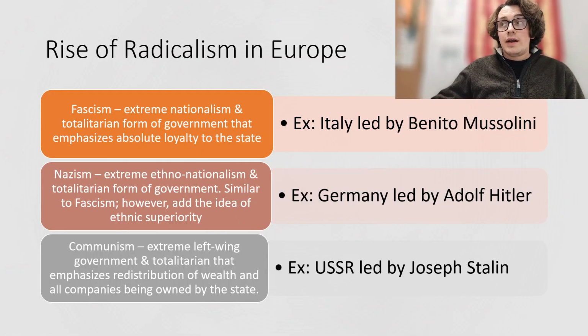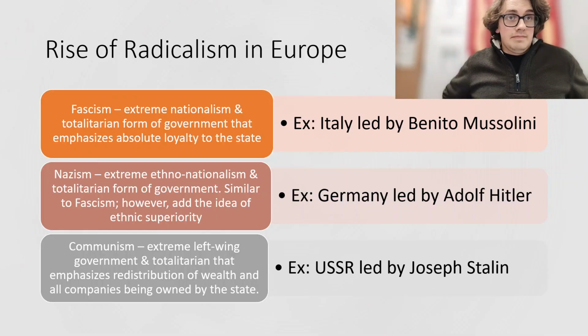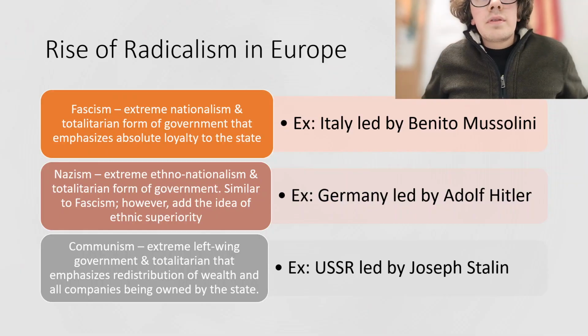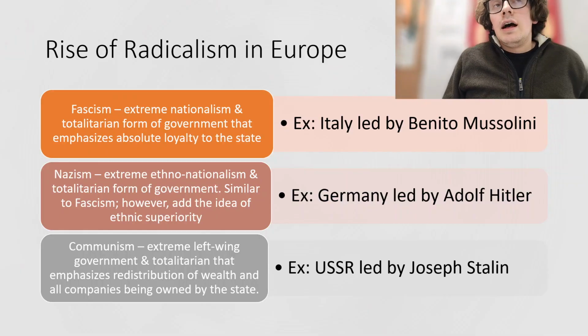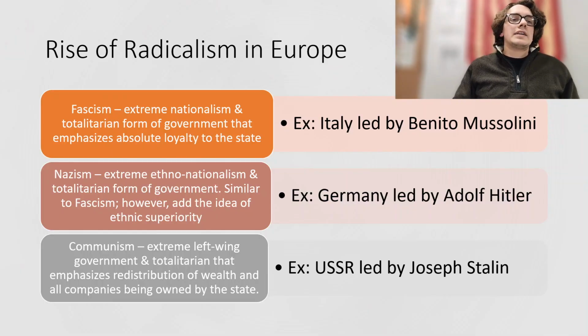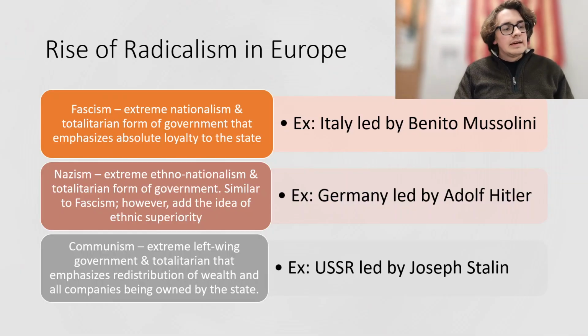Let's talk about the radical ideologies popping up in Europe at this time. You have three main radical ideologies. A lot of people will argue that fascism and communism are opposites. This is my personal opinion: I would argue that they're two sides of the same coin. They might have different goals, but they end up functioning almost in the exact same way. So let's go through each of the three radical ideologies in Europe at this time.